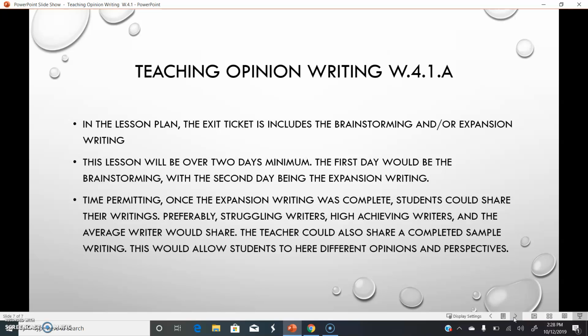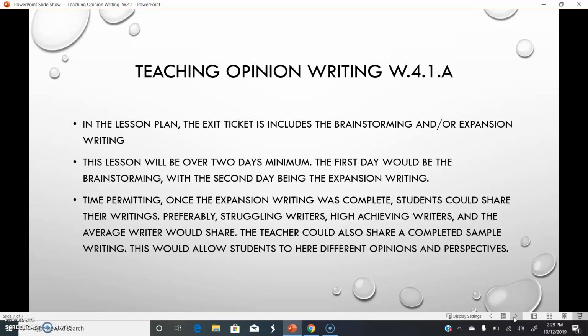For this lesson, the brainstorming and expansion writing will be checked. This lesson will be over 2 days. The first day would be the brainstorming, so I know that they understand what is expected and they have their ideas. And the second day we would check with the expansion writing. Does their writing show that they've used their person and their characteristics and described them completely?